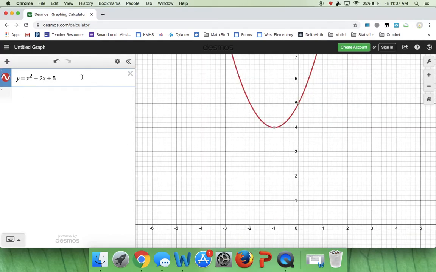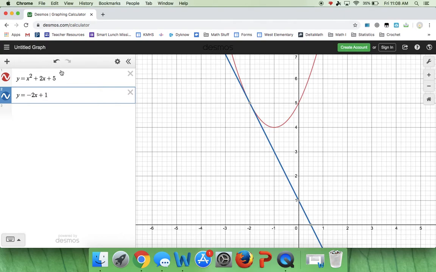All right, so my second equation is a line. It's y equals negative 2x plus 1. And another thing that I love about Desmos is they don't have to be in y equals. I could definitely put any equation in here as long as it's got the equal sign and all that good jazz, and it won't require me to put it into standard form or slope-intercept form or anything like that.